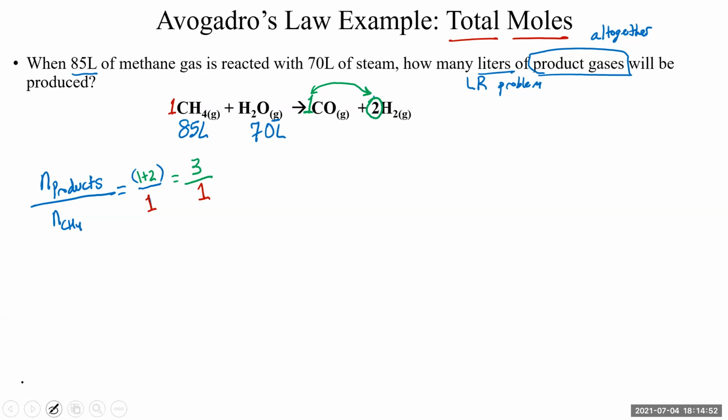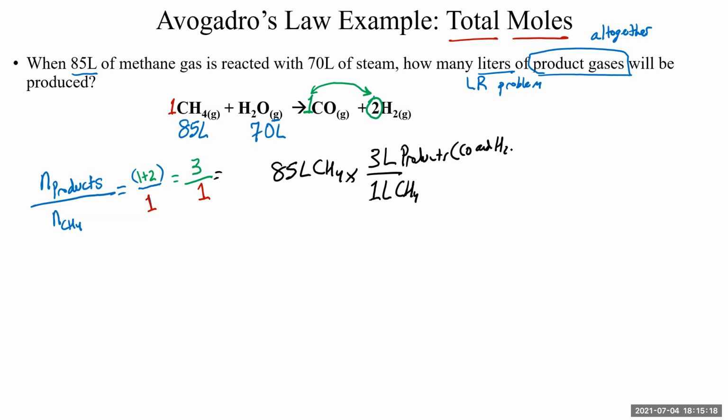So let's work that out systematically just in case. For every 85 liters of methane, my ratio of moles is the same thing as my ratio of liters. 1 liter of methane gives me 3 liters of products, that's CO and H2, both of those gases. And so that gets me 3 times 85, which is going to be 255 liters of my product gases, both gases. That's all I'm doing, just adding up the moles.